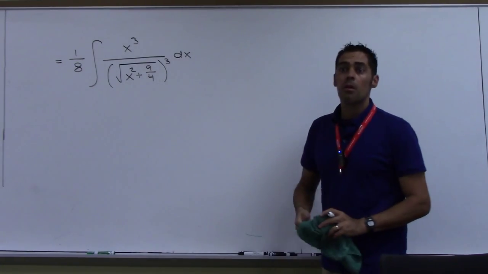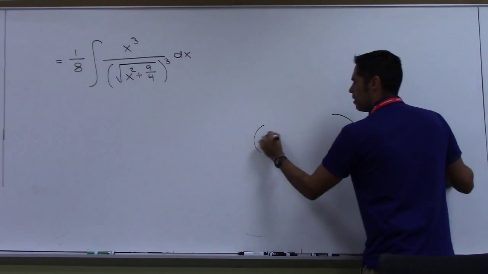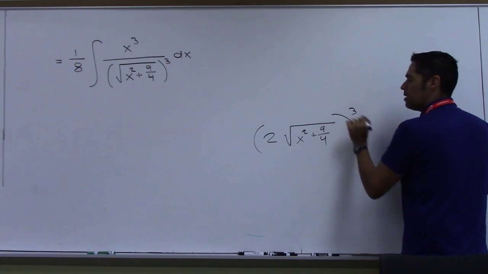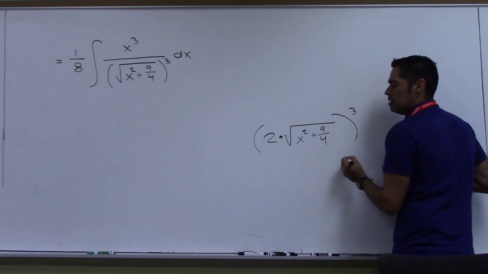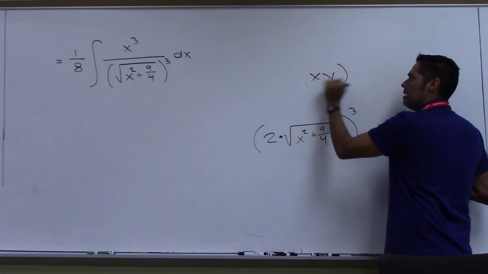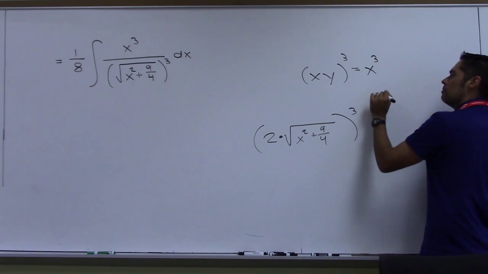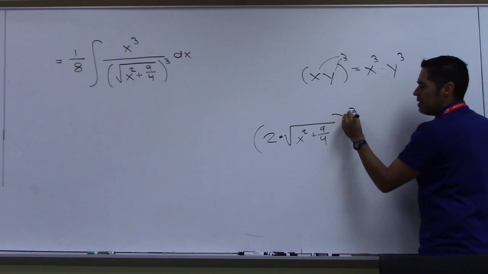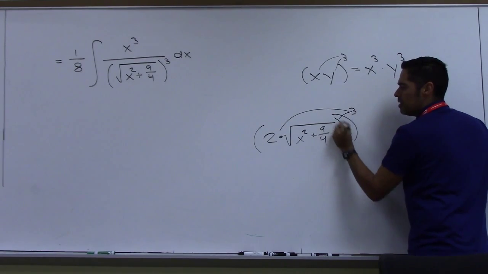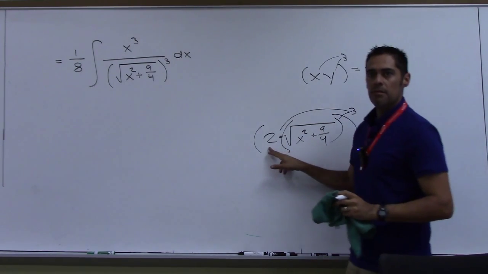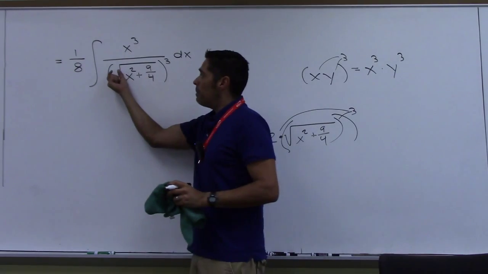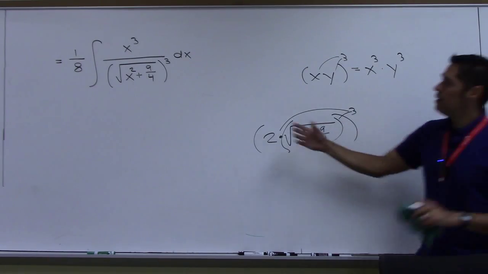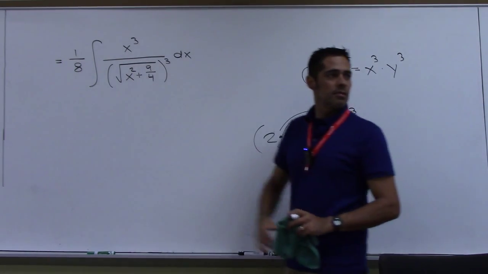Where'd you get the 1/8? Okay, so on the bottom, I just erased it. On the bottom, I had 2 root x squared plus 9/4, right? And that was all being cubed. Because this is multiplication, when you have xy to the 3rd power, that's x cubed times y cubed. You can apply the cube to each one if it's multiplication. So what I did is I cubed the 2, and then I cubed this root. When I cube the 2, I get 8, and then it's on the bottom, so I pull it out as a 1/8. And then I have to cube the root, but I'm not cubing it yet. I'm just leaving it as that.